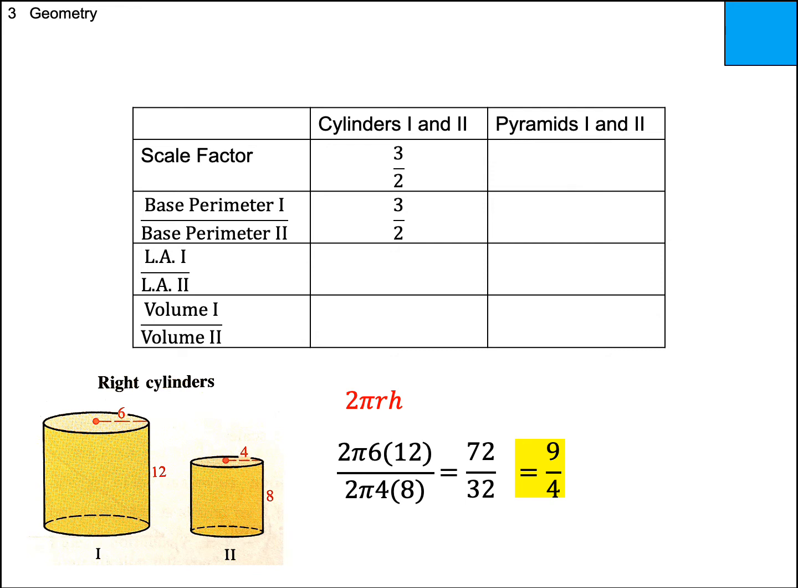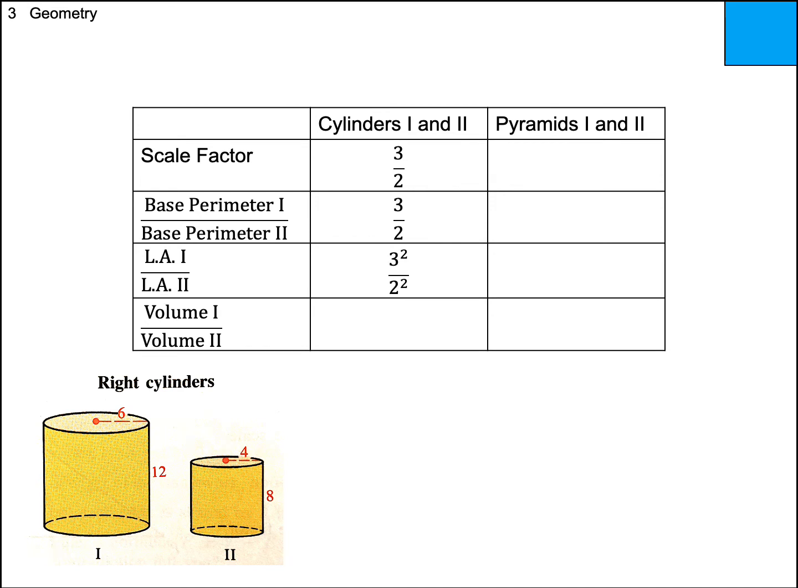9 can be written as 3 squared, and 4 can be written as 2 squared. You see where I wrote there? All right, so that's going to go there, and I think you can kind of see something going on there that's suspicious. Well, the scale factor and the ratio of the perimeter of the bases was the same, and it looks like the lateral area of the similar shapes is the scale factor squared.